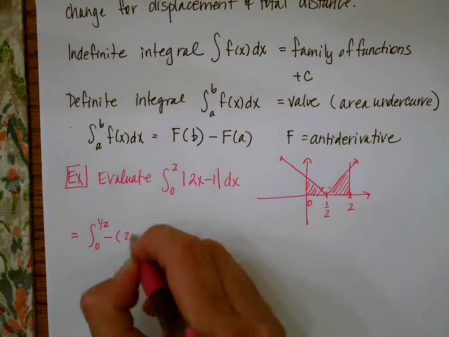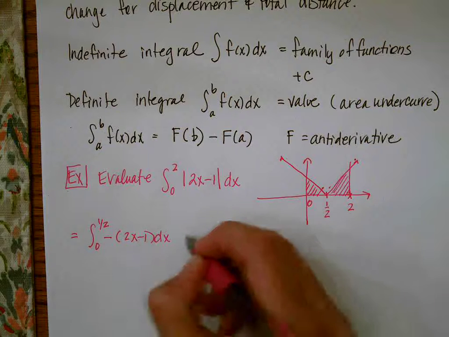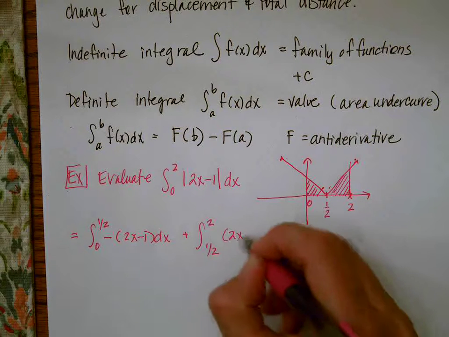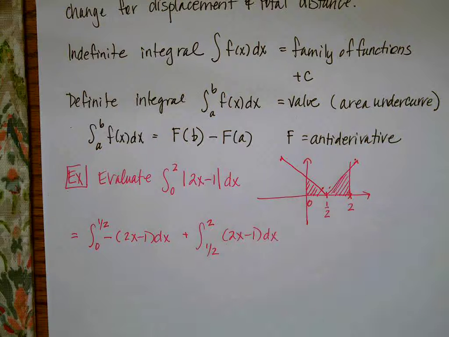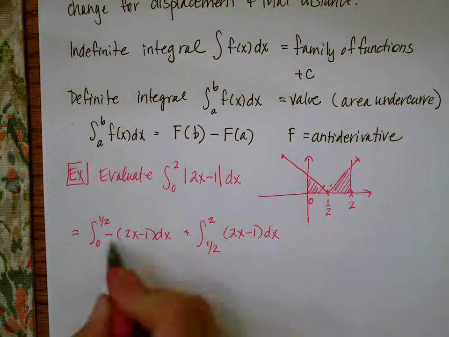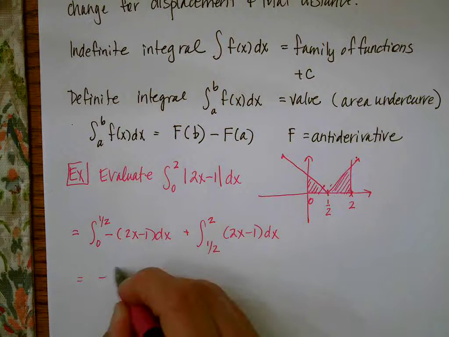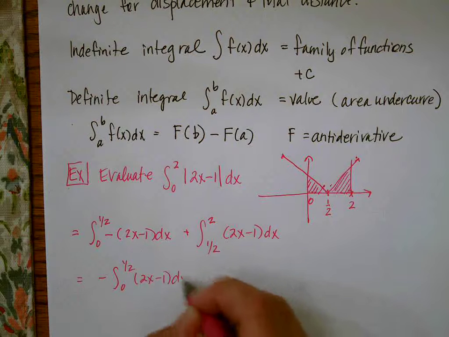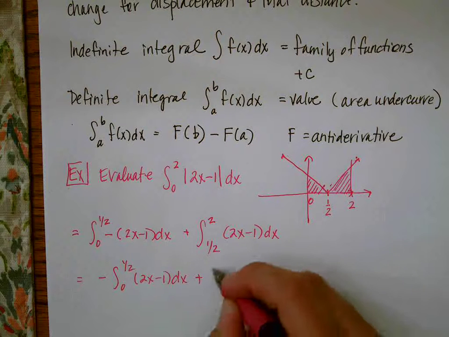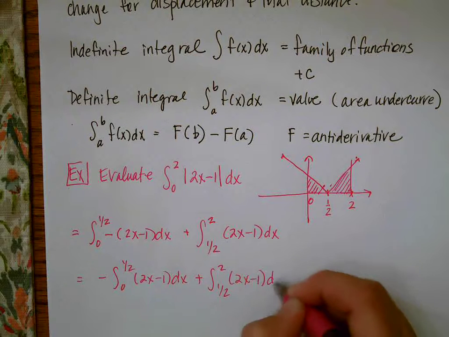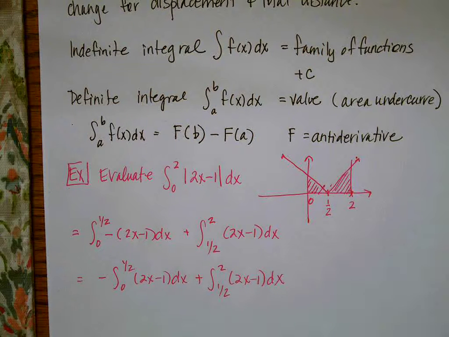So I'm going to evaluate the negative first, 2x minus 1 dx. And then I'm going to evaluate from a half to 2 of 2x minus 1 dx. So if I start doing all that math, remember I can take that negative out front. So here's a negative, 0 to a half, 2x minus 1 dx. And then I'm just going to evaluate this one from 1 half to 2 of 2x minus 1 dx.